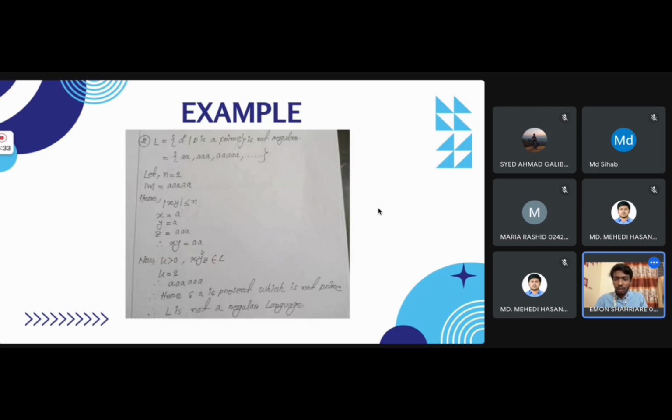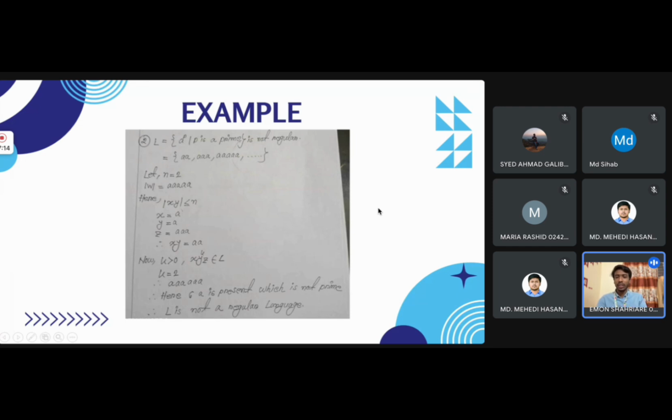Here is an example. The first example is L equals a to the power P, where P is a prime, is not regular. So L equals double A, triple A, and 4A. Let us assume that n equals 2. Here w equals 5A. Here xy is less than n, where x equals a and y equals a. Then z equals triple A. So xy equals double A.